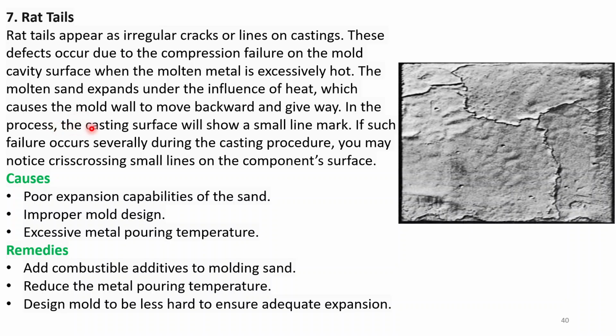In the process, the casting surface will show a small line mark, and if such failure occurs severely during the casting procedure, you may notice some small lines on the component surface. The causes are poor expansion capabilities of sand, improper mold design, and excessive metal pouring temperature. It can be prevented by adding combustible additives to molding sand, reducing the metal pouring temperature, and designing the mold to be less hard to ensure adequate expansion.